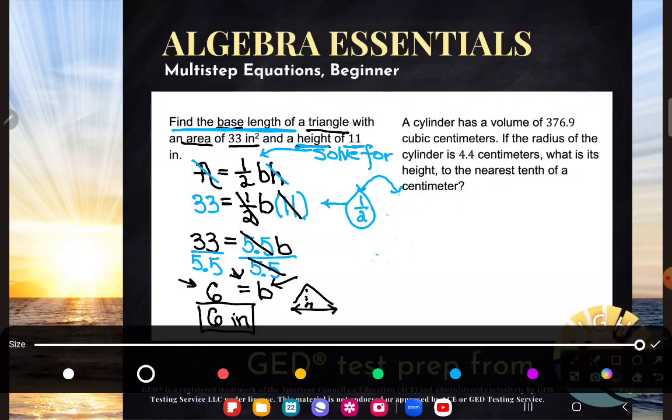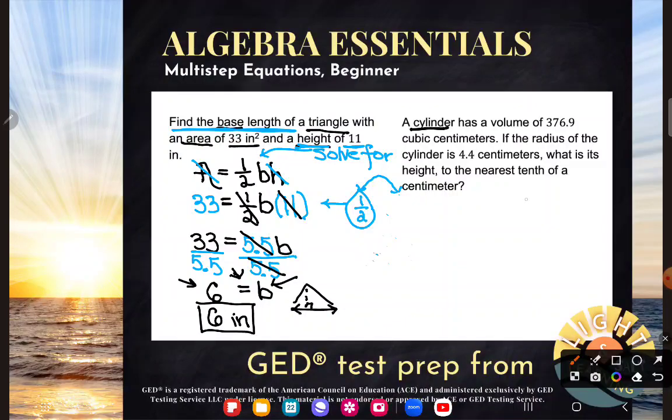Take a look here. We say that we have a cylinder. We know its volume. We know its radius. And we're looking for the height. What is its height? Let's bust out the volume of a cylinder formula. So check out your formula sheet and you'll see its volume is equal to pi r squared, basically the area of that circle on the base, times the height of the cylinder.